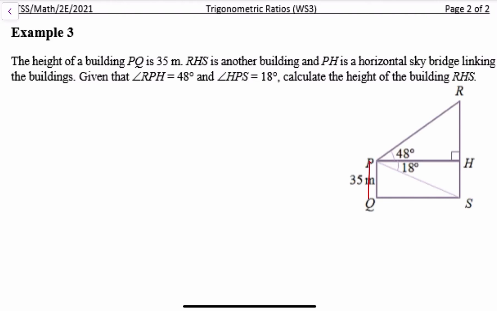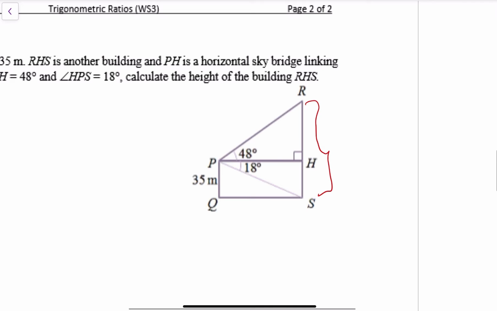Okay, so you have a building here, you have another building here, and you have a sky bridge that connects them. Now they want you to find the height of the building RHS, which means that you need to be able to determine the combined height. When I say combined, it means that you have to recognize that this part here is 35, and this part here is a question mark that we want to find.